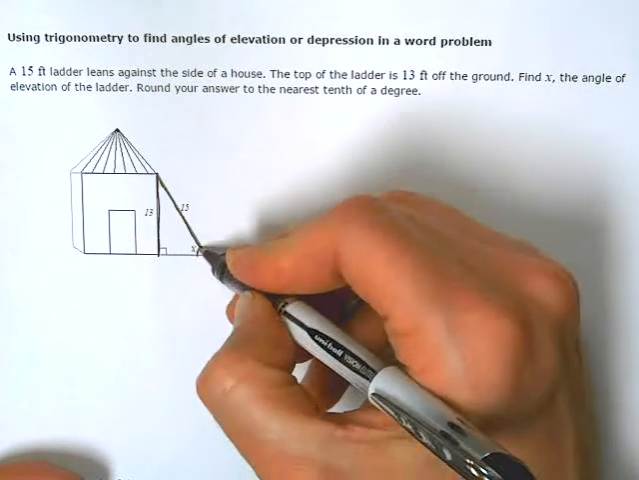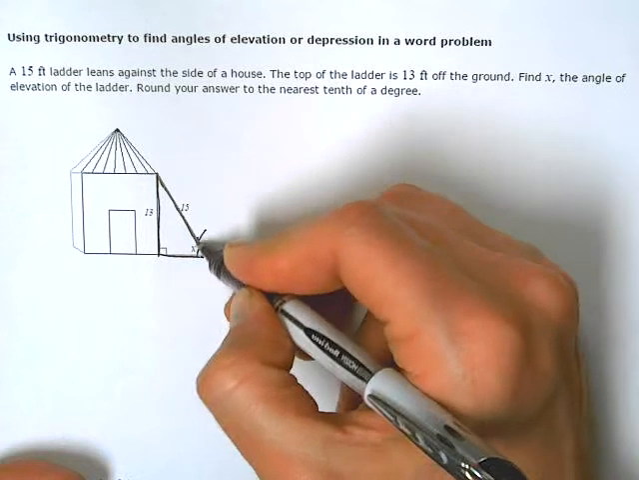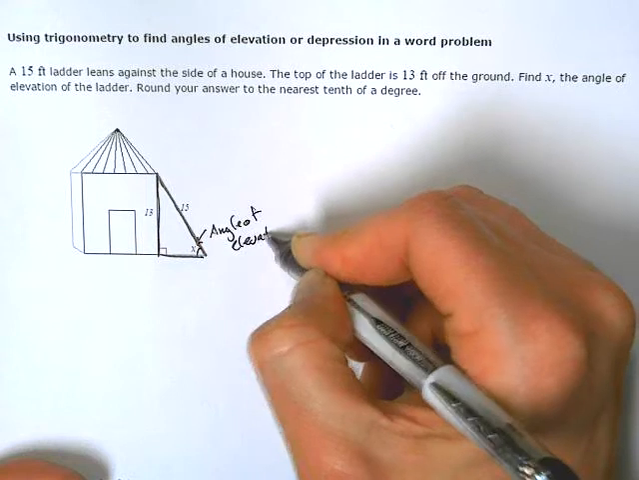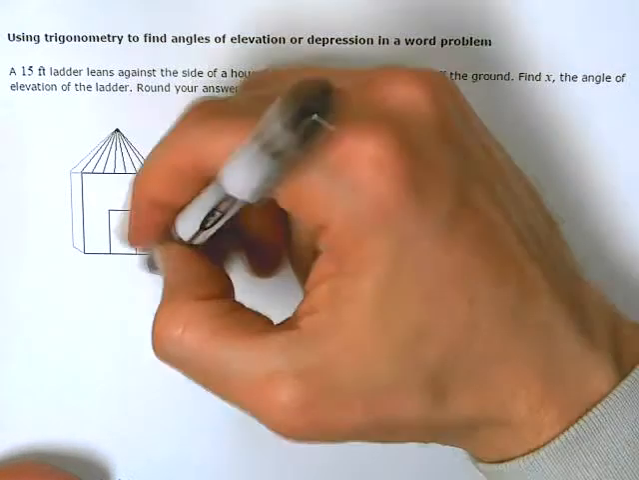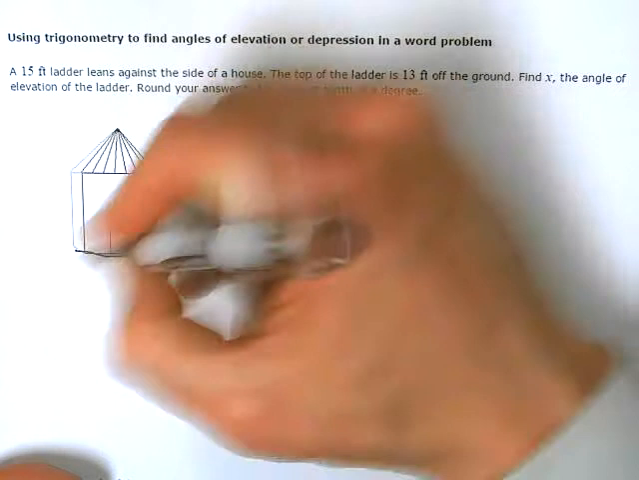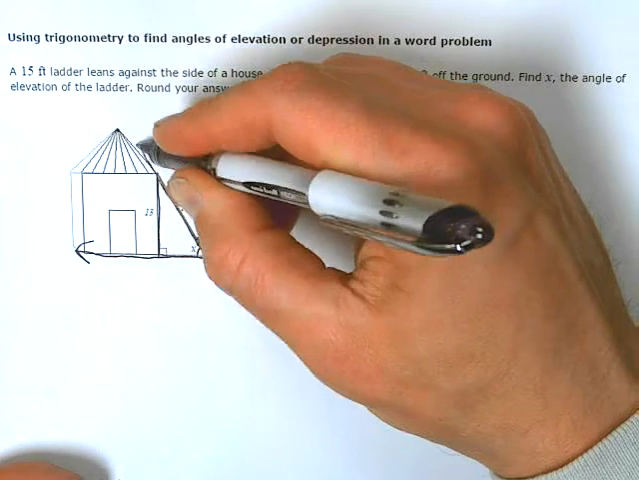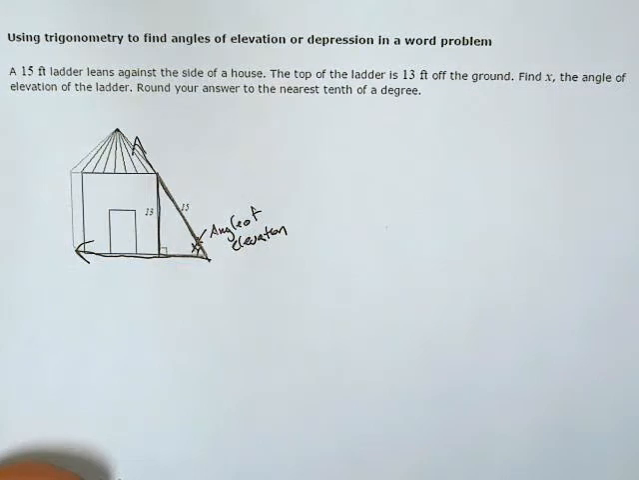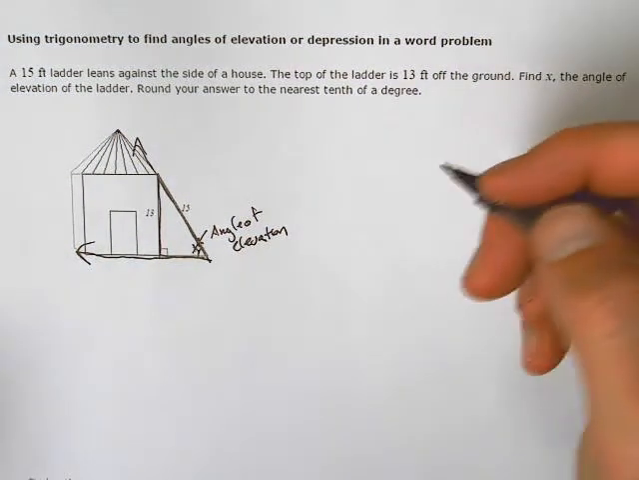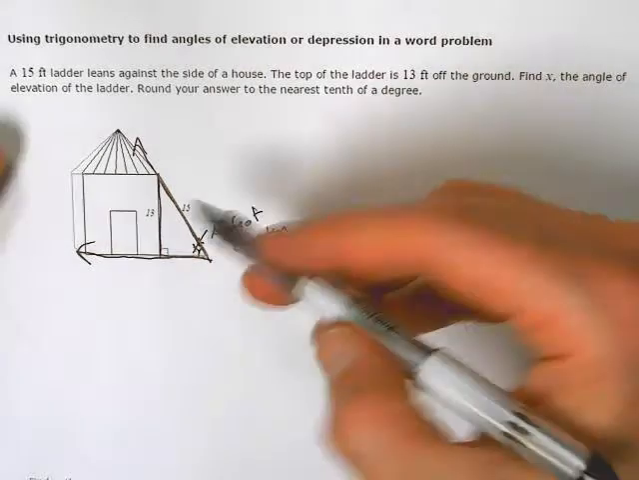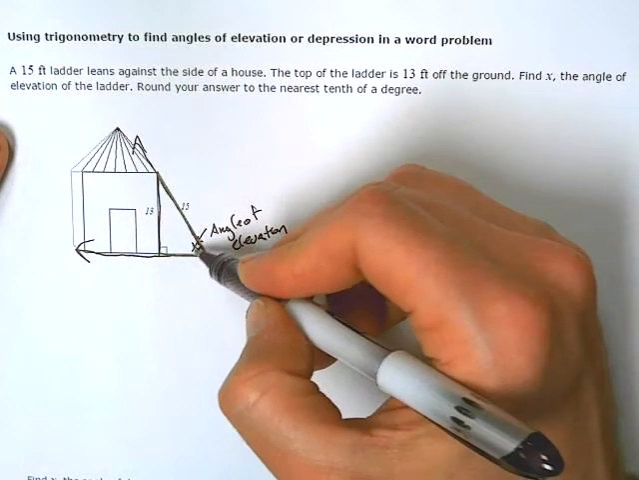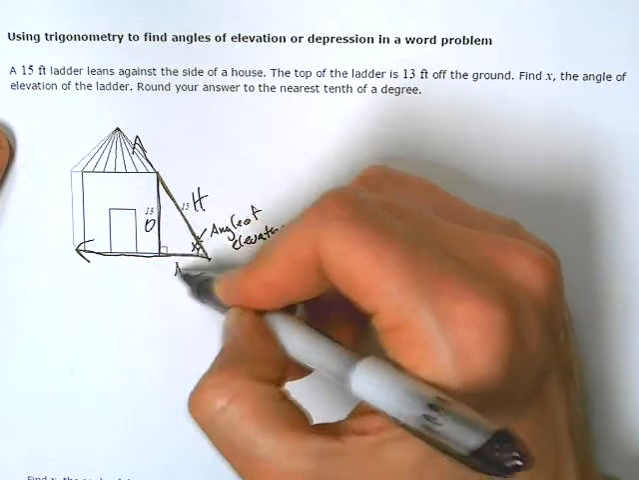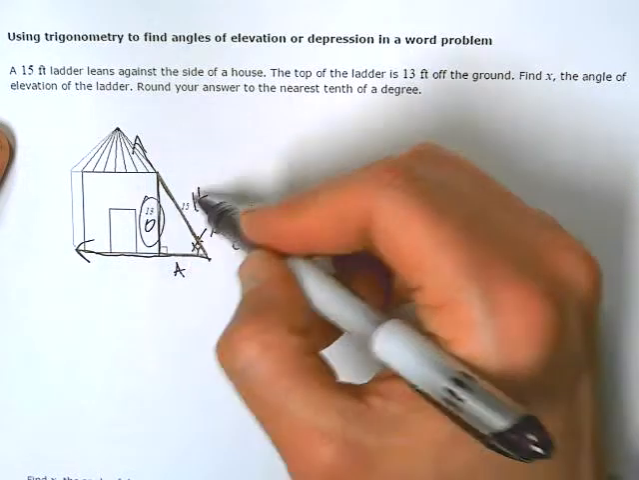So the angle of elevation is right here, which is always the angle formed from a horizontal line of sight looking upwards. So that's our angle of elevation, and we have to find the angle. Now, I would still set this up just like if I were finding a side length. If this is my angle I want to find, this is the hypotenuse, this is the opposite, this is the adjacent. Now I know the opposite and I know the hypotenuse.